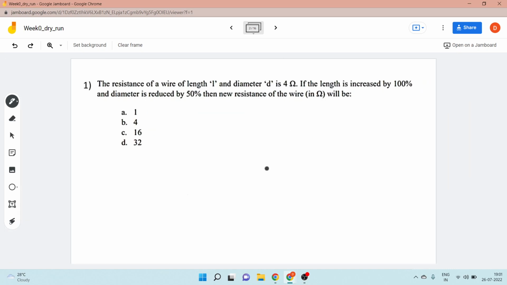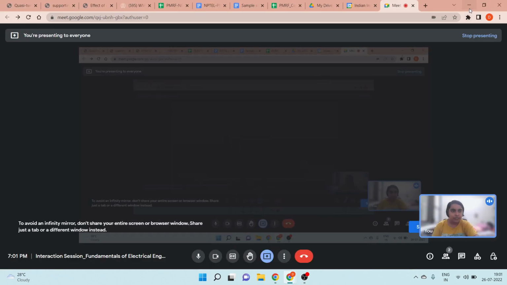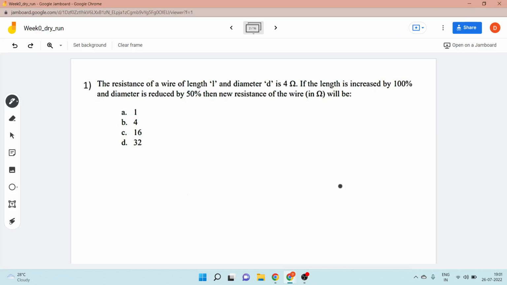The first question is, let's say the resistance of a wire of length L and diameter D is 4 ohm. If the length is increased by 100% and the diameter is reduced by 50%, the new resistance of the wire will be, and four options are given. You have to choose which is the correct answer. I hope everyone can hear me and see the Jamboard clearly. Okay, so let's start solving this.